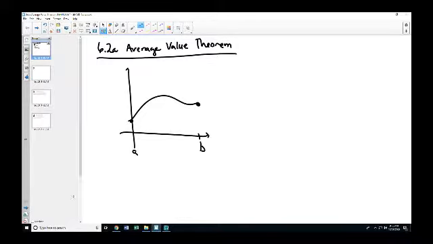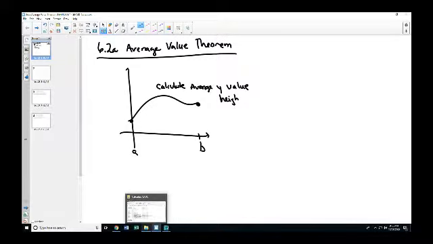Okay, so this would be calculate the average y value. Or you could also say it's the average height of the function. So in this case, you're going to get an average y value probably somewhere in here. It's just going to spit a number out. It's going to be the average.